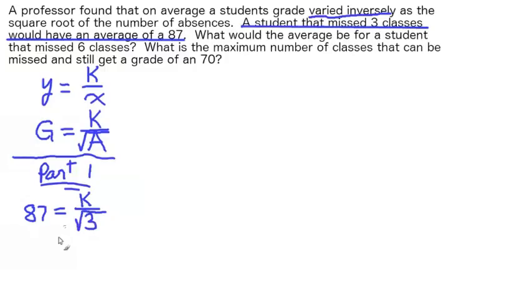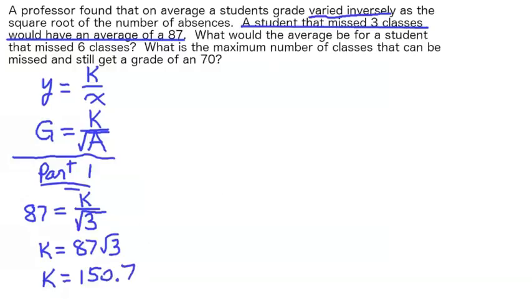Alright, so to solve for k, we're going to multiply both sides by the square root of 3 and get 87 times the square root of 3, and then use a calculator to figure out what that is equal to. So let's see here, 87 times the square root of 3 is 150.7. I'll go 1 decimal place. So k is going to equal 150.7.